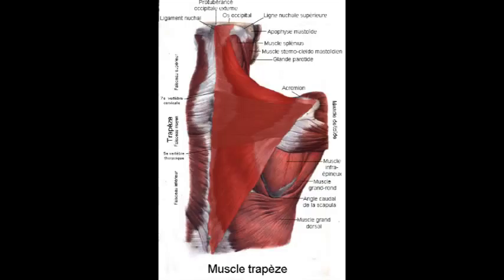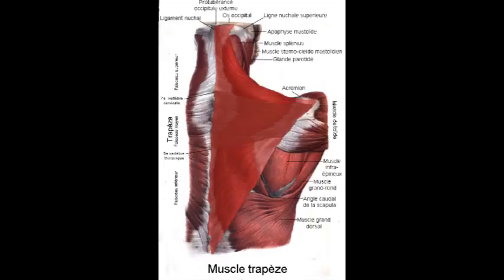The superior, or upper, or descending, fibers of the trapezius originate from the spinous processes of C7, the external occipital protuberance, the medial third of the superior nuchal line of the occipital bone, both in the back of the head, and the ligamentum nuchae. From this origin they proceed downward and laterally to be inserted into the posterior border of the lateral third of the clavicle.